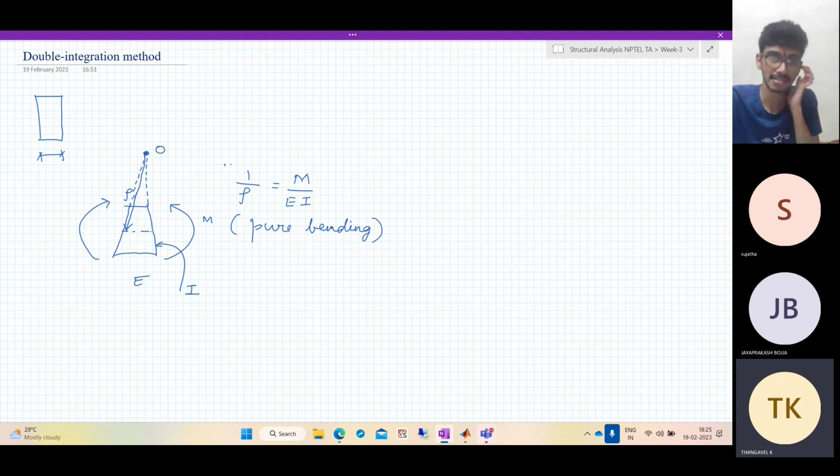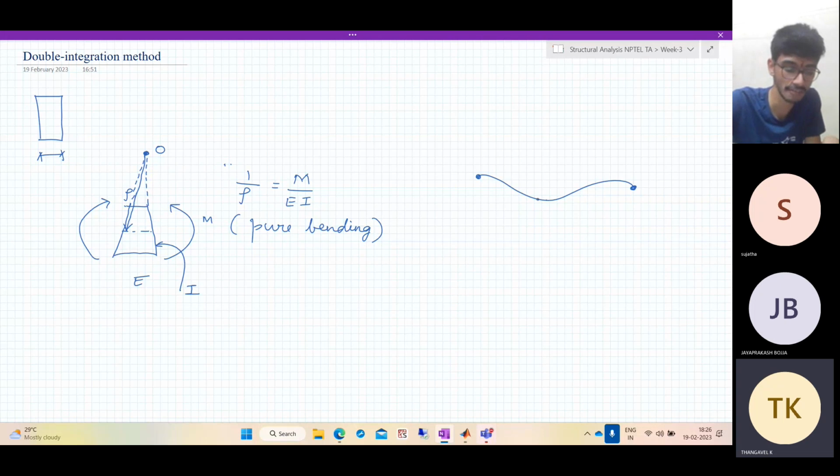Now, if you take the elastic curve, this is for the case of pure bending, but in general, if you take the elastic curve, it may be a curve like this. If you take a point on the elastic curve, it has a curvature. Associated with that, you have a radius of curvature.